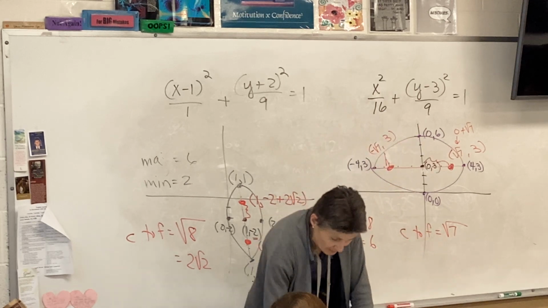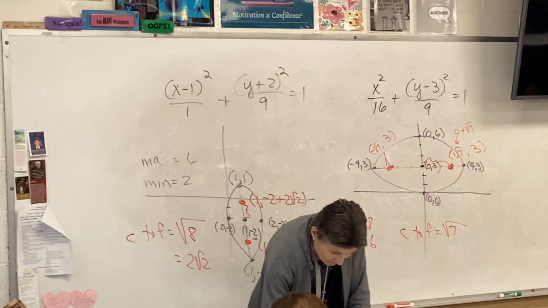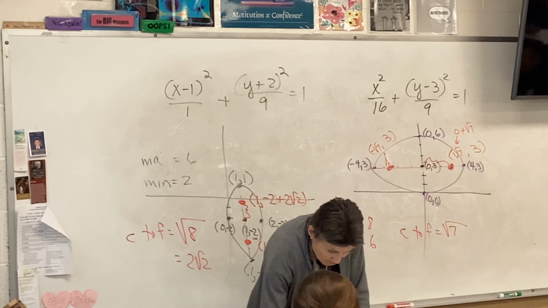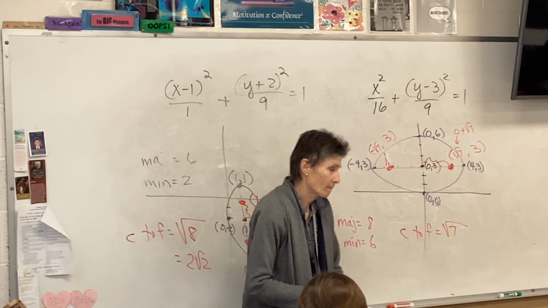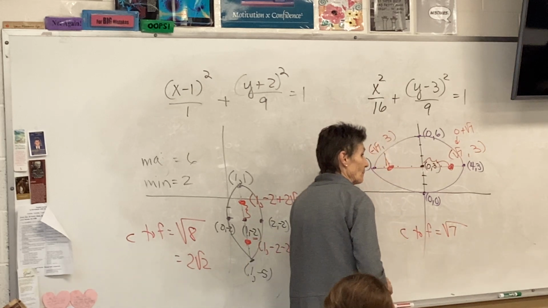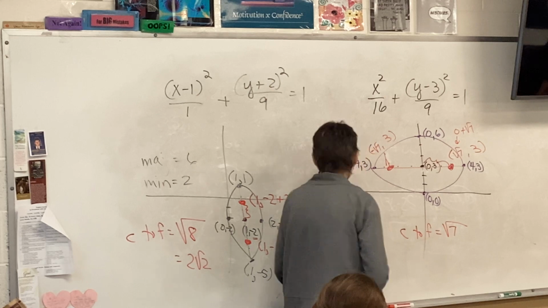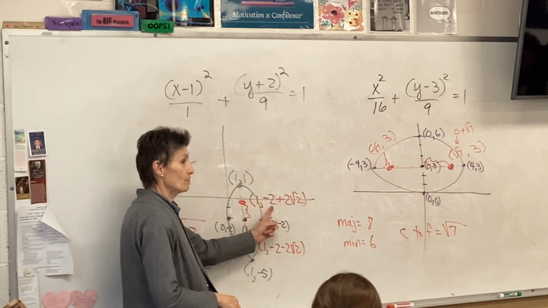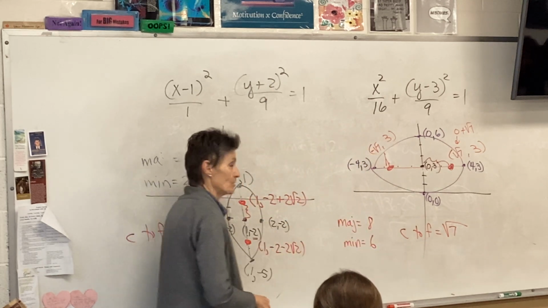All right, let's put those away. We'll continue this tomorrow. So, the center is 1, negative 3, would be 1 minus 3. Yep, just like it was over here. Negative 2 plus 2 root 2, negative 2.